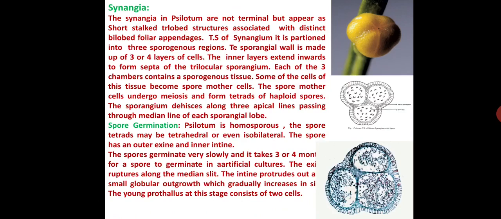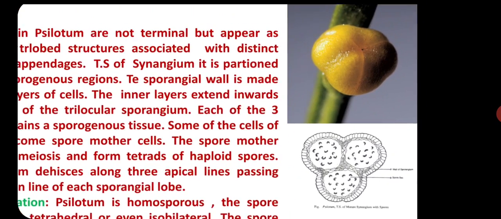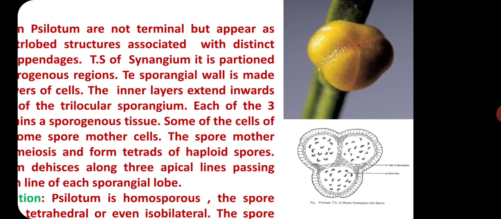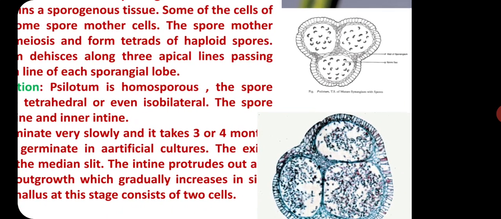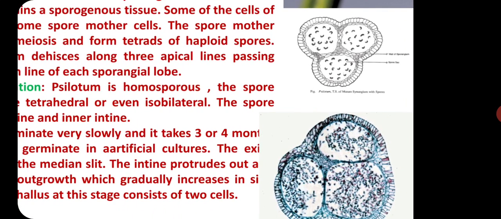See friends, this is the single synangium. It is trilobed and it is attached at the base of the leaf, meaning the bilobed leaf. And the next one is the transverse section of the synangium. It is trilocular, meaning 3 chambers, and it contains a number of spores.